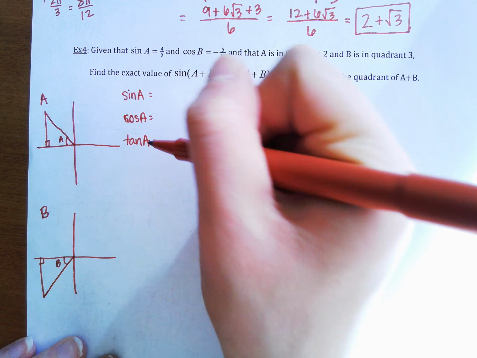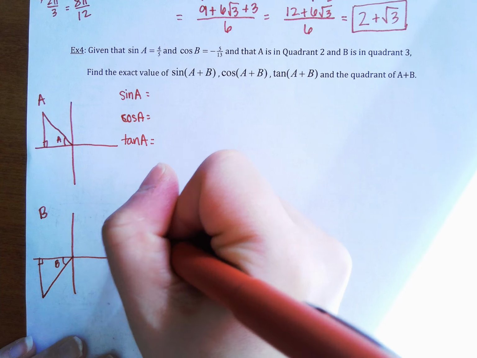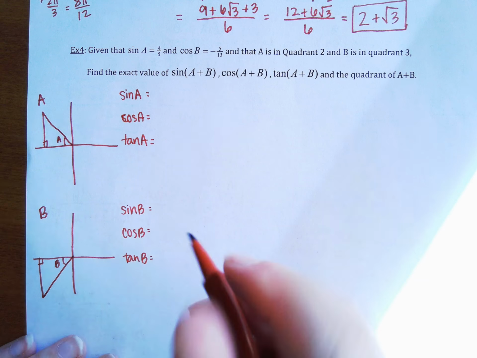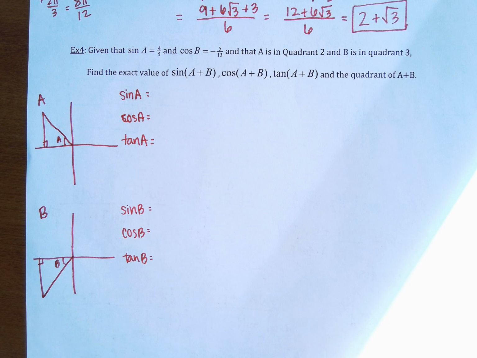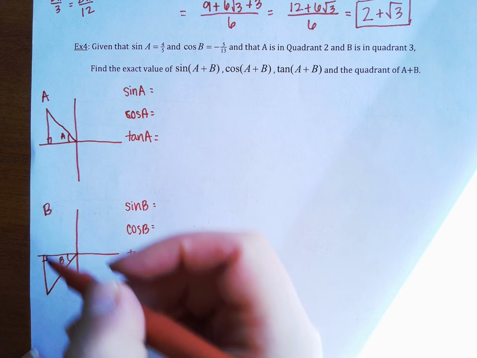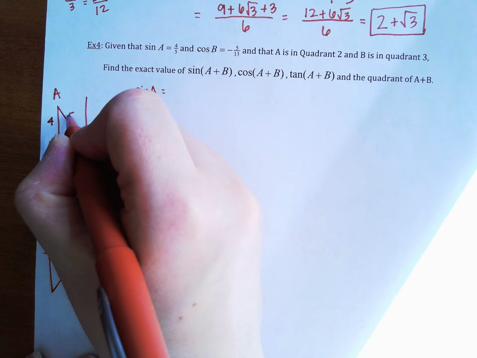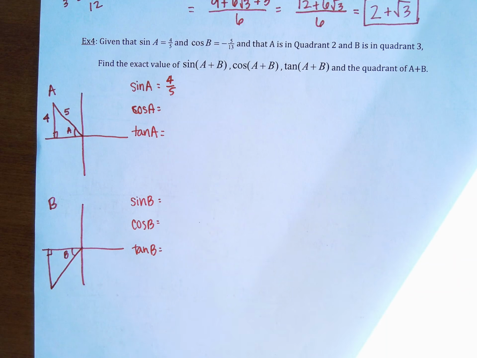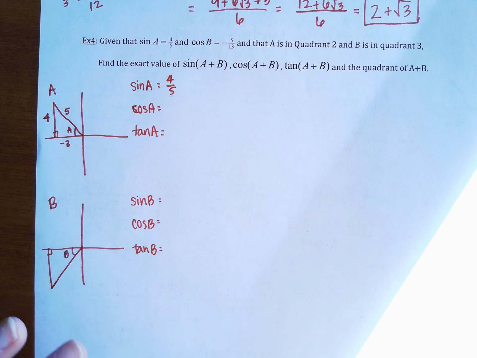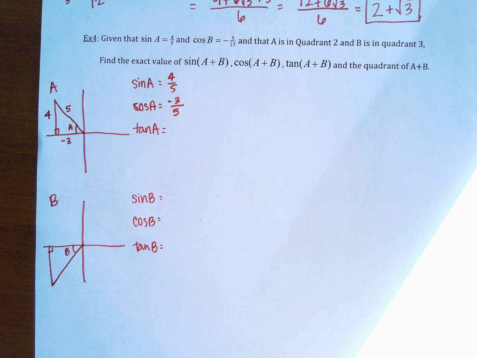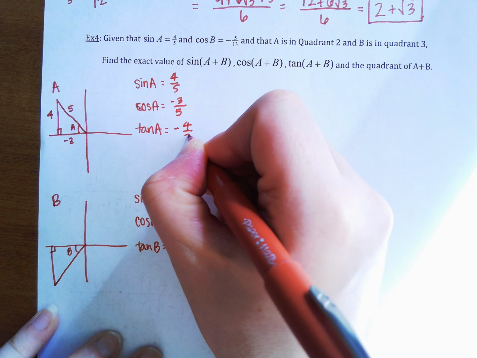I'm going to come up with my whole list here. So we're going to look at sine A, cosine A, tangent A, sine B, cosine B, tangent B. So the sine of A is 4 over 5, so opposite over hypotenuse. This is a 3, 4, 5 triangle, so that's nice. We don't have to use Pythagorean theorem. So this value here is going to be 3, but remember you're in quadrant 2, so don't forget your negatives. So our cosine is then negative 3 over 5, and then our tangent's going to be negative 4 over 3.